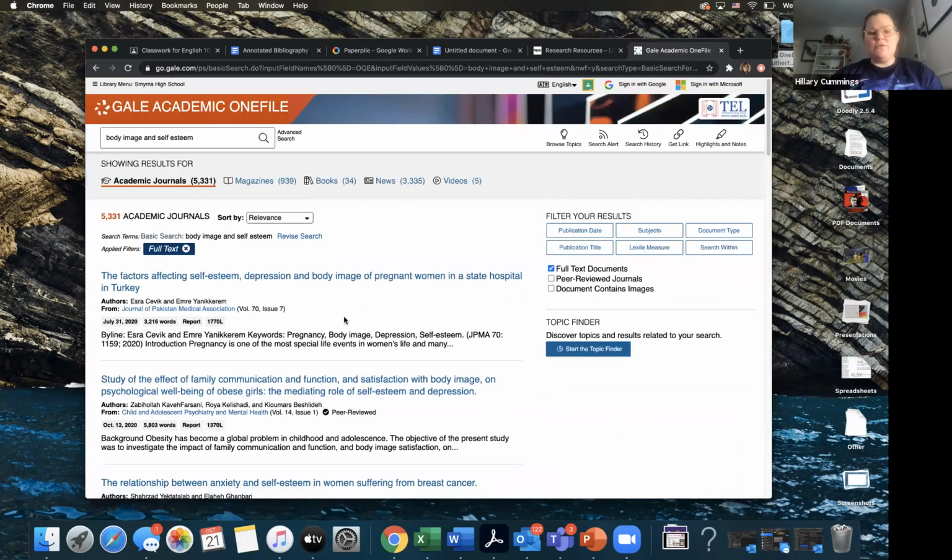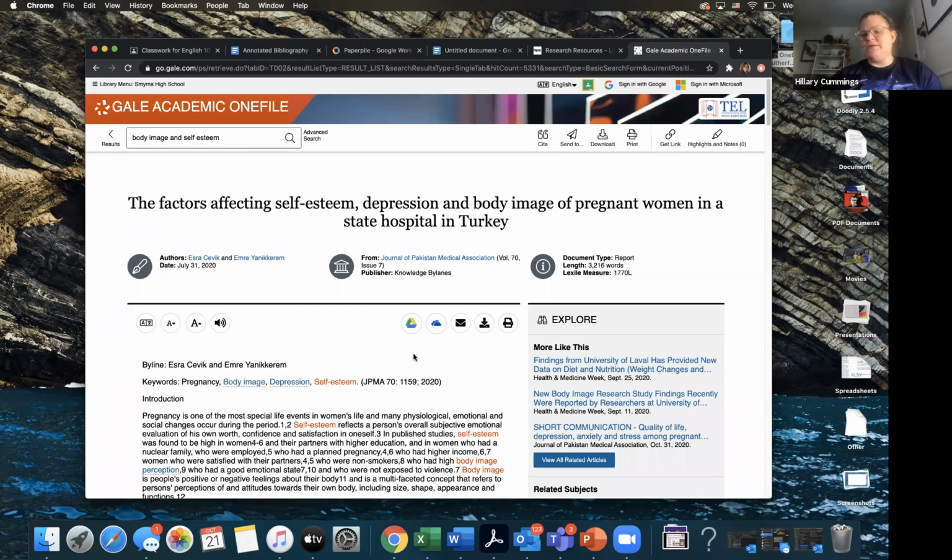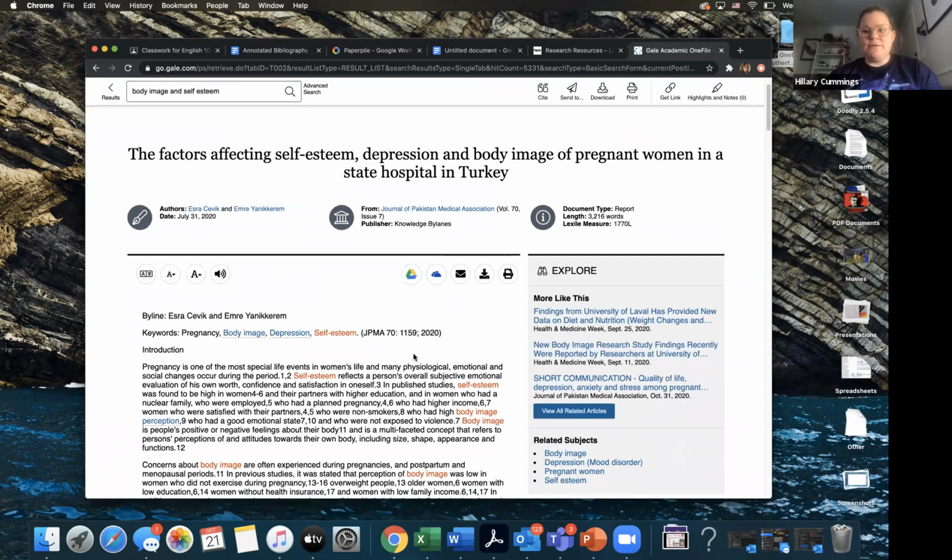So my first article, we've already kind of talked about that, which was the study of the effect of family communication and function. I'm going to take a look at the factors affecting self-esteem, depression, and body image of pregnant women in a state hospital in Turkey. I'm just going to take a look at this and see, is this a source that I maybe want to use? So remember, part of this is exploring, doing some navigating, seeing if the source is going to be helpful for you.